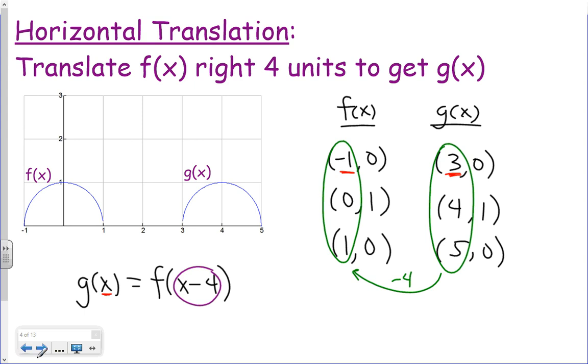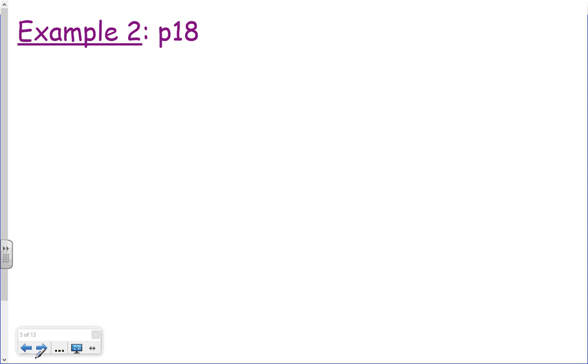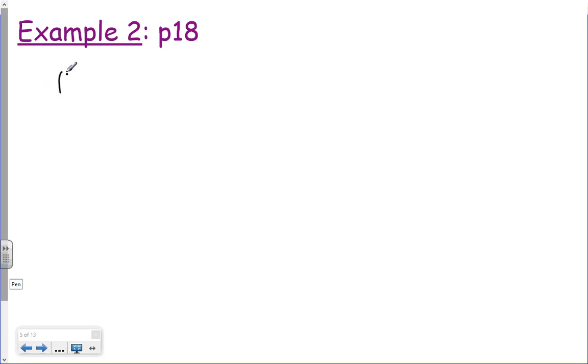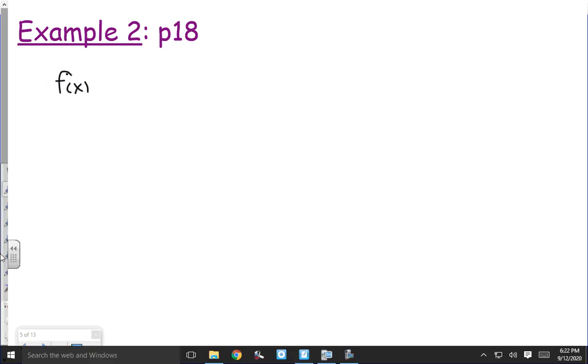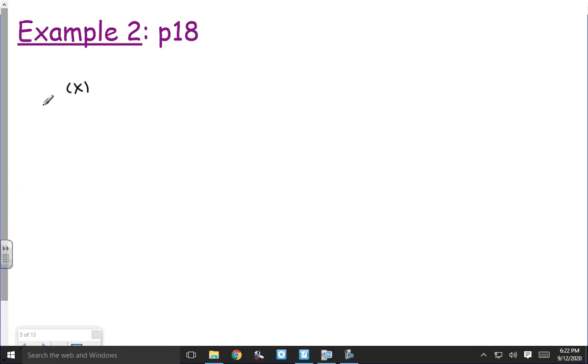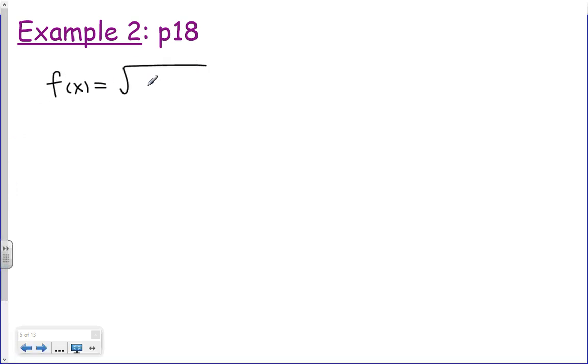All right, let's take a look at an example here then. Take a look at example number 2 there on page 18. In example number 2, they're going to tell us actually the function we've been working with here. The equation of the preimage of the function that we've been working with is f of x is equal to the square root of 1 minus x squared.